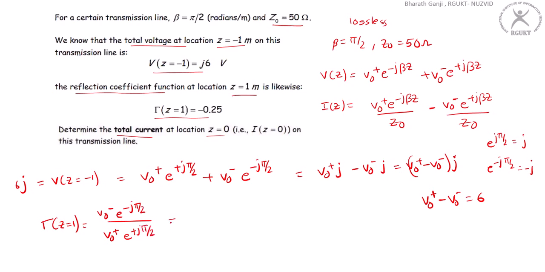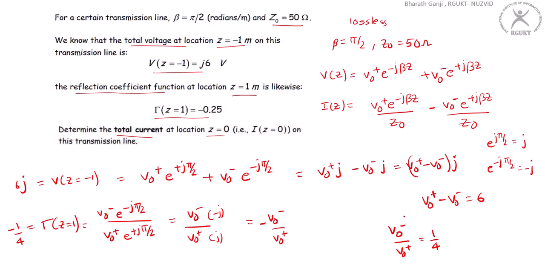I can see that I get V naught minus by V naught plus, and this is minus j, and in the denominator I get a j. So that is nothing but V naught minus by V naught plus with a negative sign, and this is given as minus 1 by 4, which is 0.25. So the other equation I get is V naught minus by V naught plus is 1 by 4.